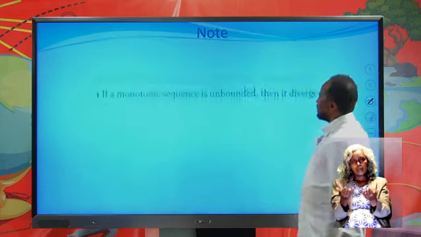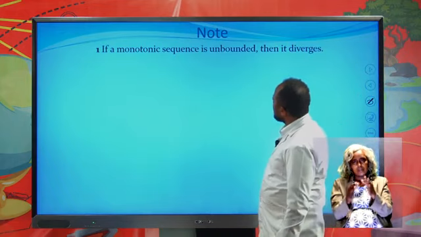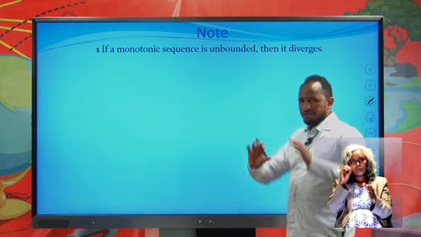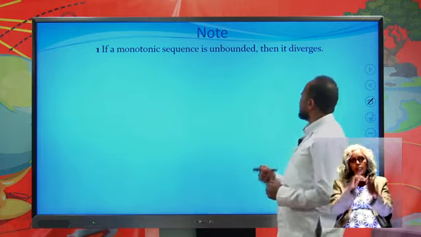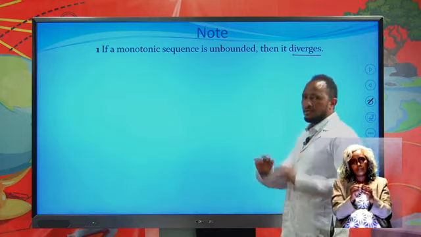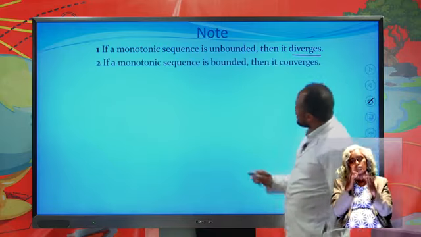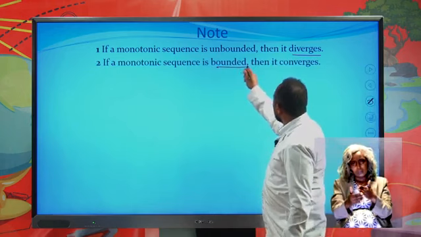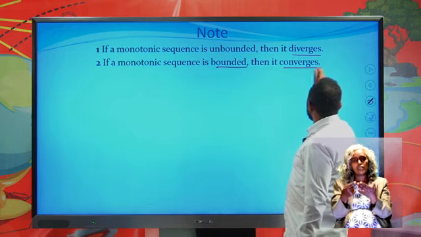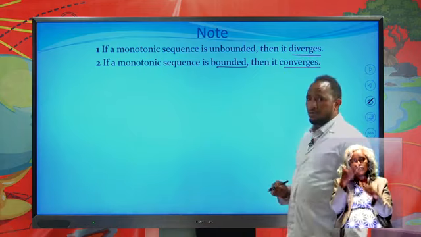Now note this one. If a monotonic sequence is unbounded, if it's not bounded, in that case the sequence diverges. If it is bounded, then it converges. A bounded monotonic sequence always converges.